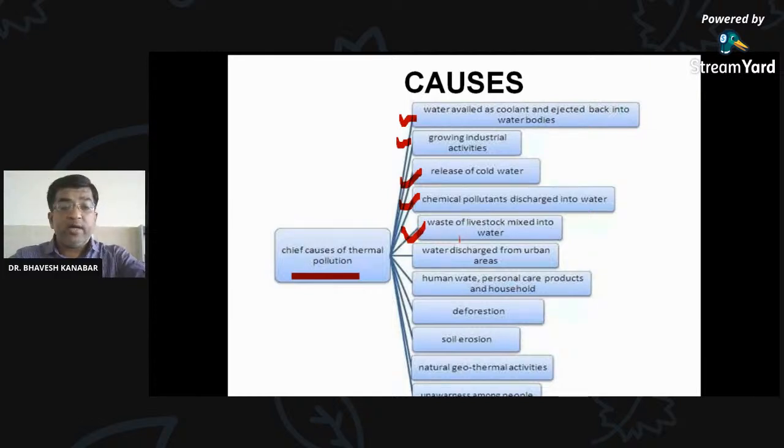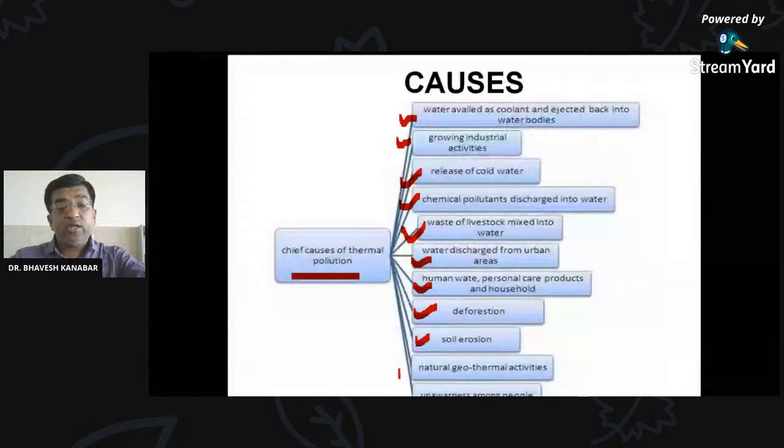Water discharge from the urban area, human waste, personal care products of the household, deforestation, soil erosion, natural geothermal activity, unawareness of the people. So these are the causes of thermal pollution.